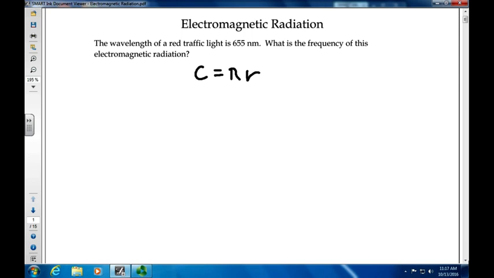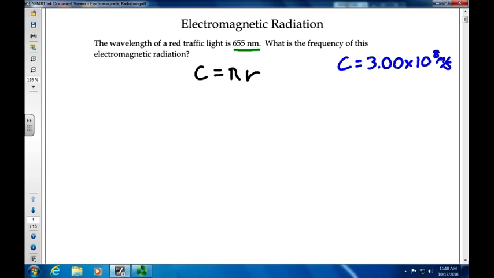Now, as far as the constants are concerned, we have c, which in this case will be equal to 3.00 times 10 to the 8th meters per second. And immediately you can see that there is a disparity between the units given for the speed of light and the units provided for the wavelength, or lambda, of our red traffic light. So we're going to have to do some unit conversion.